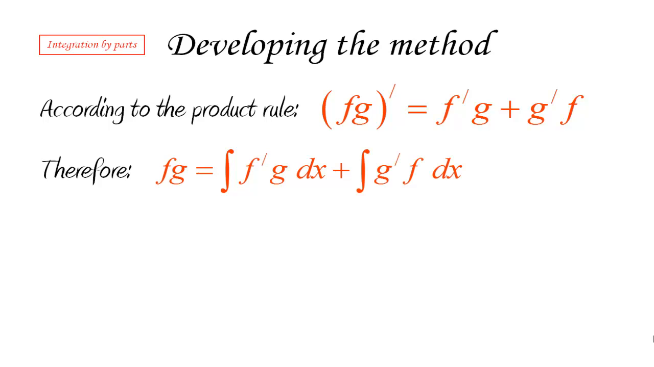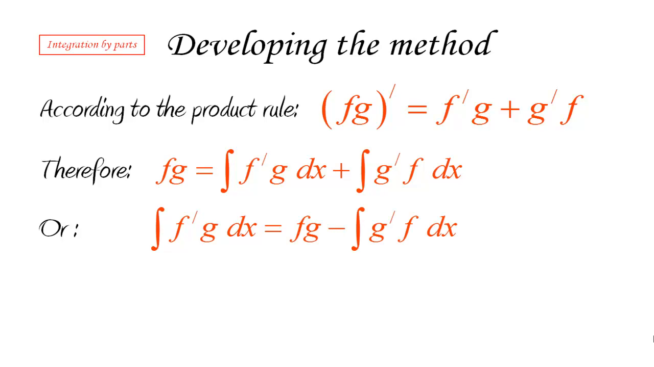The antiderivative on the left hand side is of course f times g, and the antiderivative on the right hand side is going to be the sum of the two antiderivatives of those two products, whatever they are. Great. So what that means is that if I want the integral of something that looks like f prime g dx, all I have to do is write fg and subtract the integral of g prime f. You say, what does that do for us?